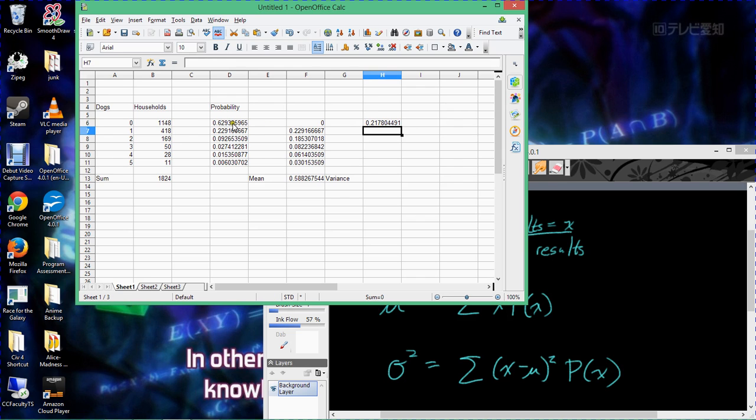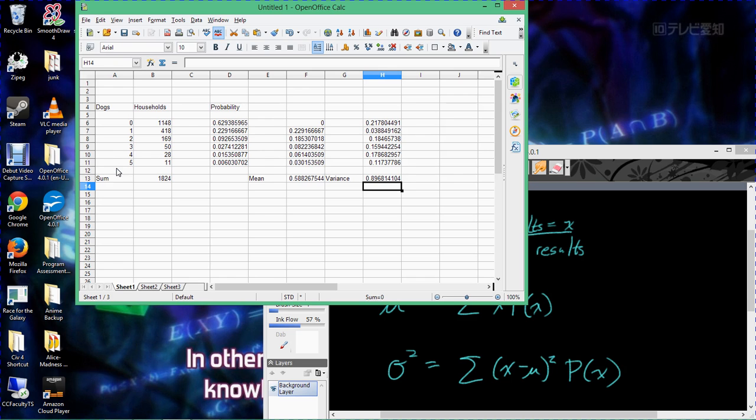Okay, so that's the contribution from the 0 dogs guy, and then again if I drag down, it'll do the same thing for all the other ones. So there's all my individual pieces of the variance. And so the variance is the sum of those. So that's how you can find the variance of a probability distribution. You just put down your individual probabilities with your individual x's.